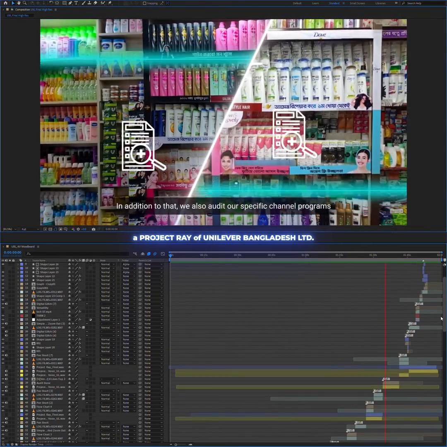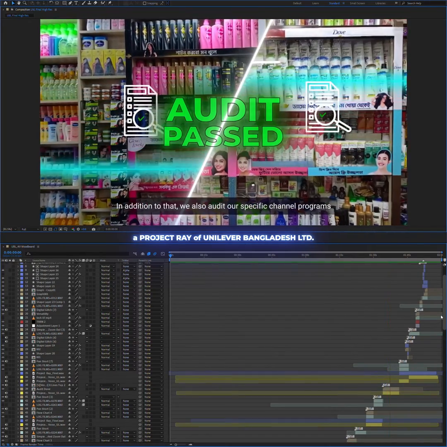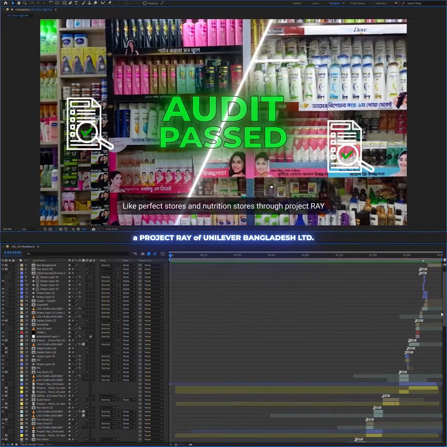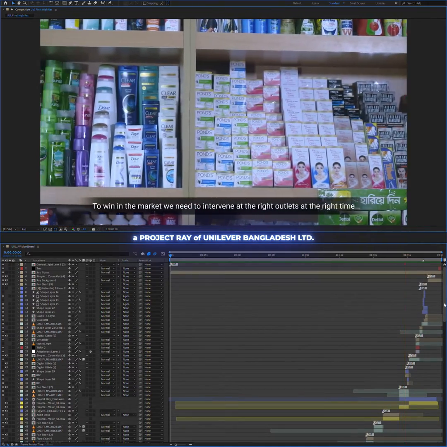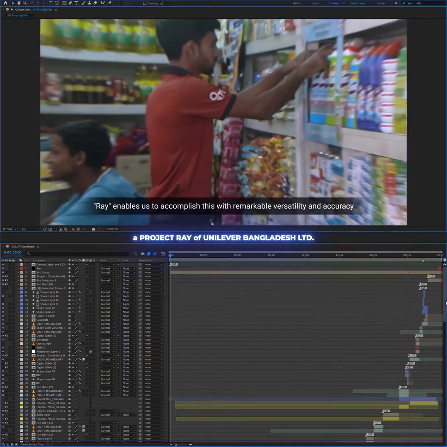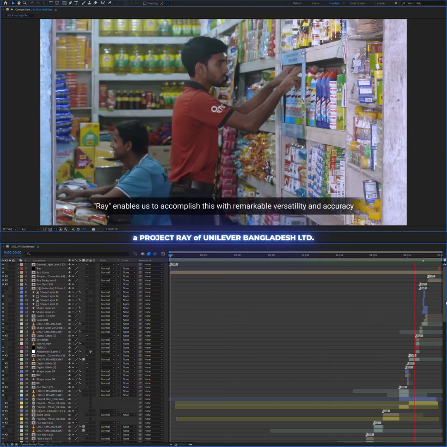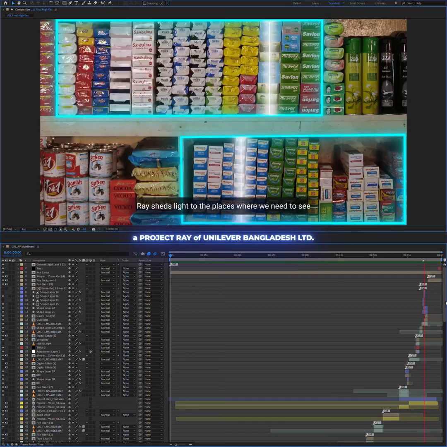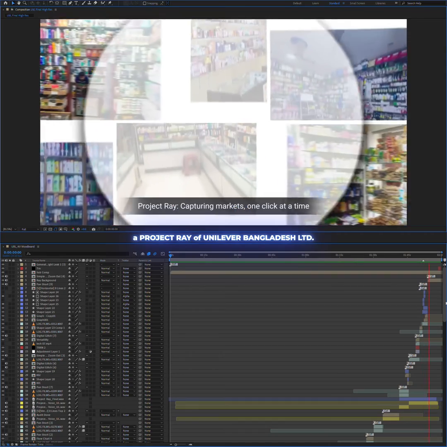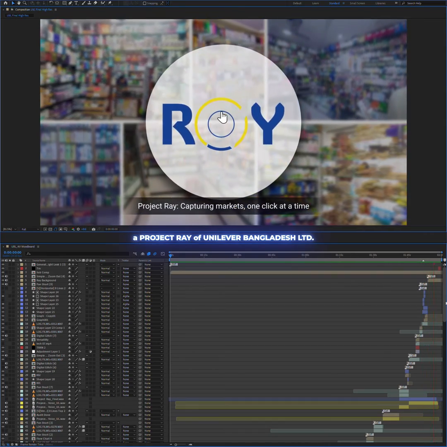In addition to that, we also audit our specific channel programs like Perfect Stores and Nutrition Stores through Project Ray. To win in the market, we need to intervene at the right outlet at the right time. Ray enables us to accomplish this with remarkable versatility and accuracy. Ray sheds light to the places where we need to see. Project Ray, capturing markets one click at a time.